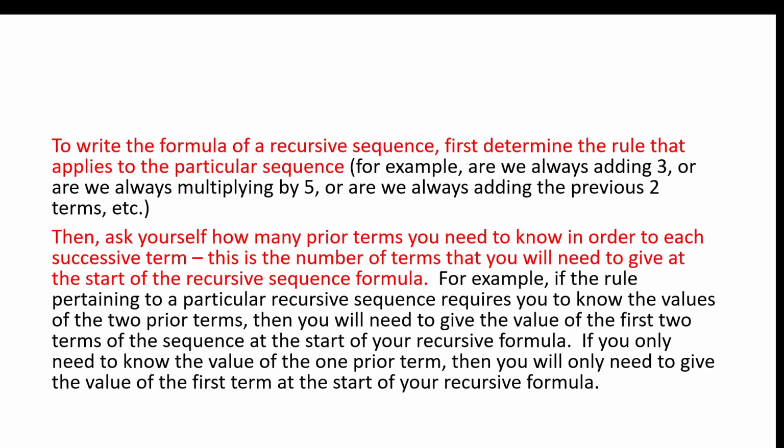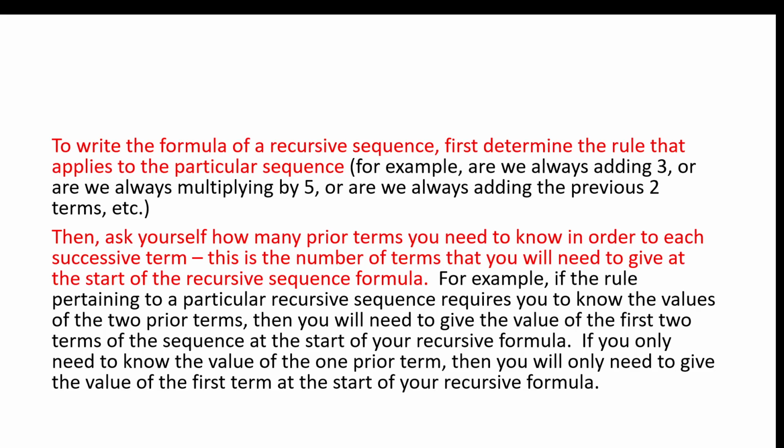To write the formula of a recursive sequence, first determine the rule that applies to the particular sequence. For example, are we always adding 3, or are we always multiplying by 5, or are we always adding the previous two terms, etc.? Then ask yourself how many prior terms you need to know in order to get each successive term, and that will be the number of terms you need to give at the start of the recursive sequence formula.